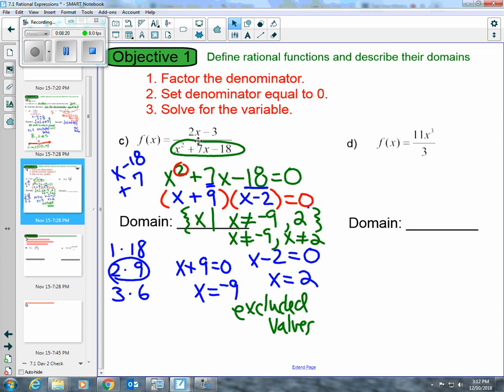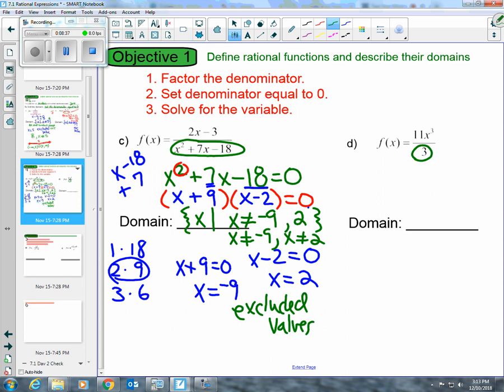So we look at that equation we get when we set the bottom equal to 0 and we solve. All right, well, so that means every time we have a fraction, we're going to have an excluded value. So every time you see a fraction, we're going to have to worry about something. Let's take a look at letter D. Look at your denominator. It's 3.